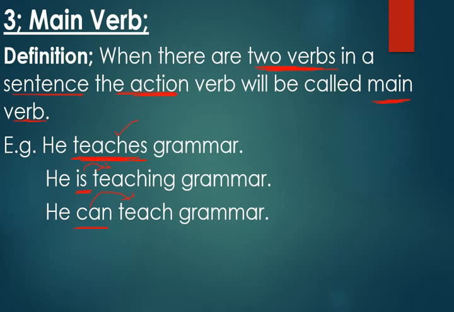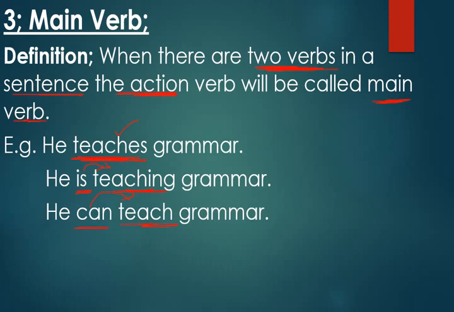But if there are two verbs in a sentence, as in the second example, he is teaching grammar, is is your helping verb, helping the action verb and telling you the tense. That's why it is called a helping or primary verb. And can is also your verb and teach is also your verb. Can is helping the action verb teach and telling you the possibility.